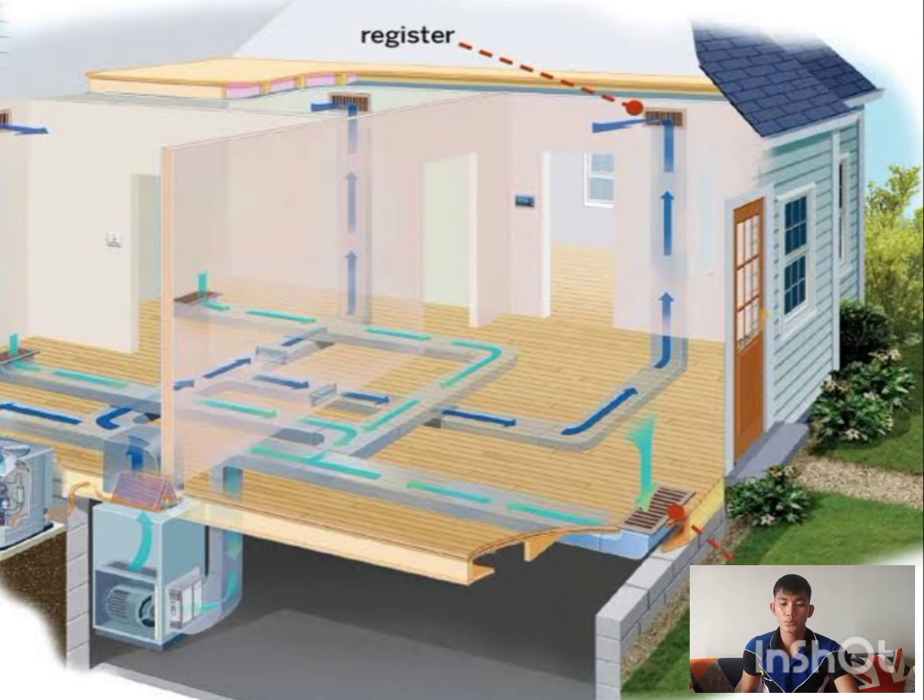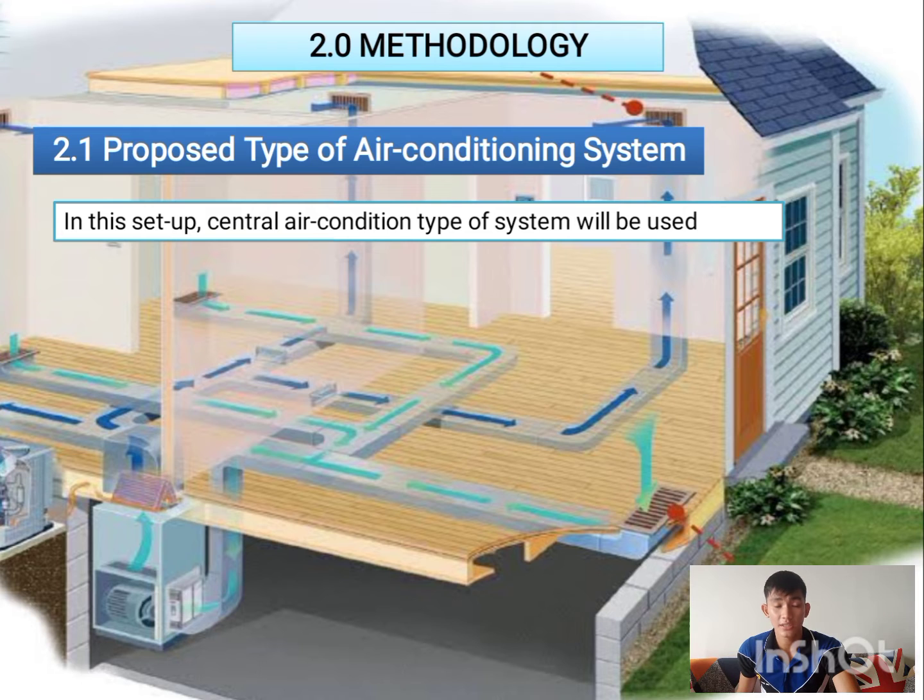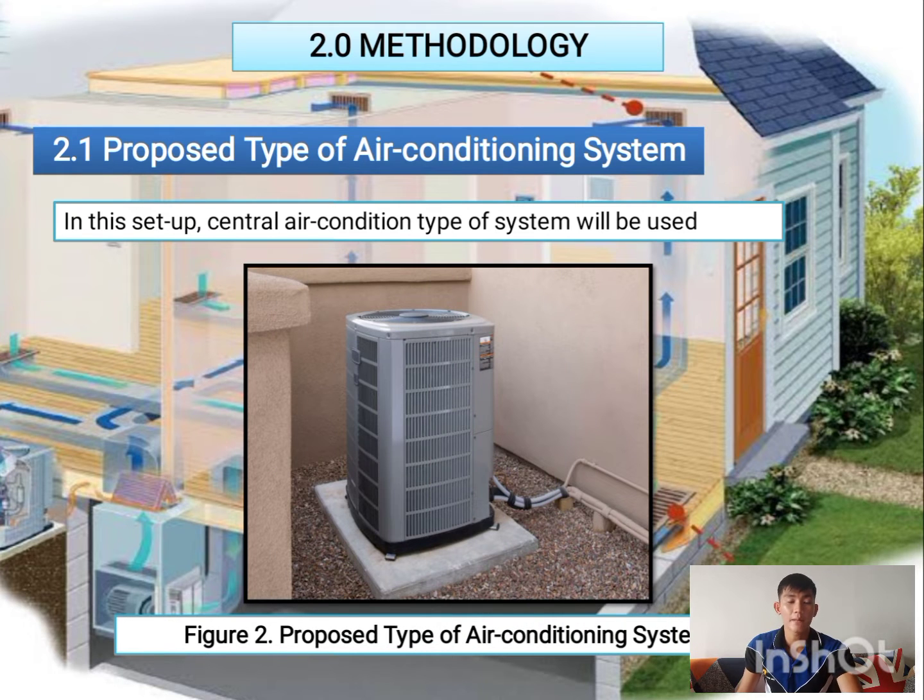So now let's proceed to 2.0 methodology. This section shows the methodology in designing an air conditioning system suitable for a single house. 2.1, this is the proposed type of air conditioning system. In this setup, a central air conditioning type of system will be used. As you can see in this figure, this is the proposed type of air conditioning system, which is a central air conditioning type.